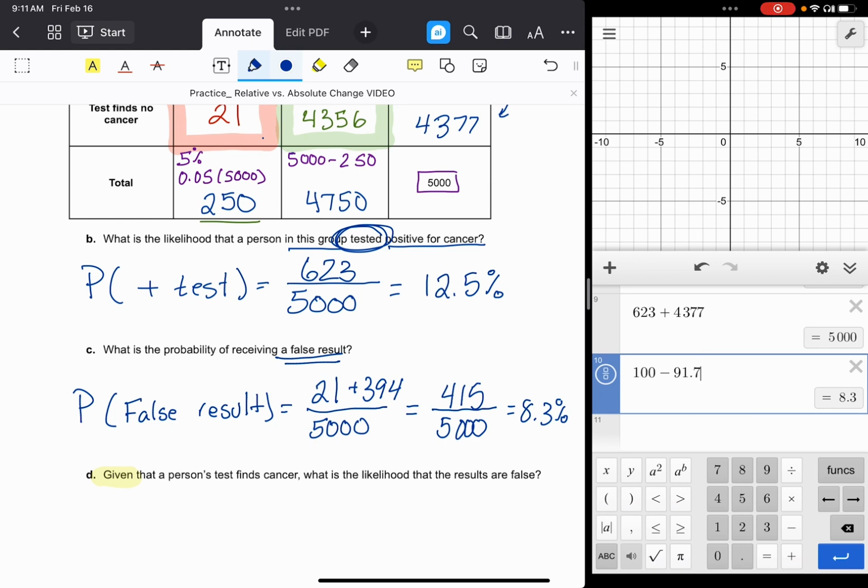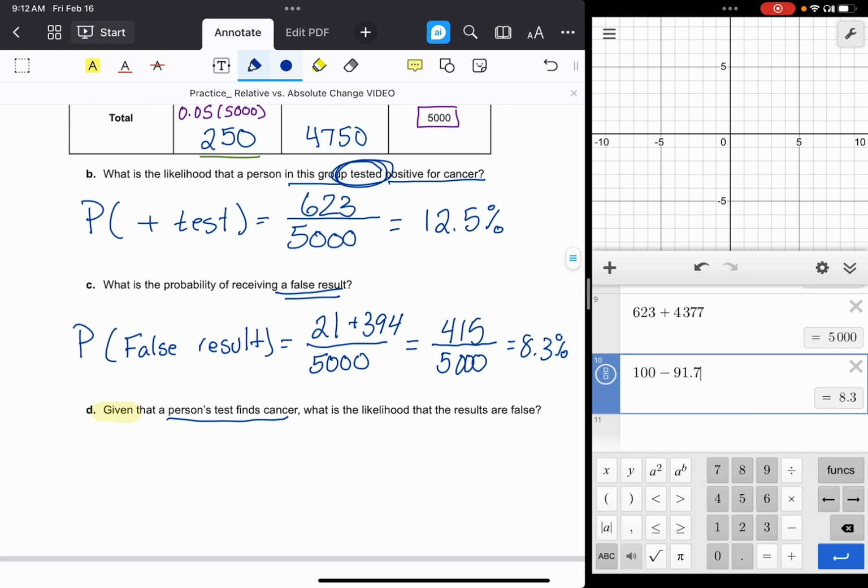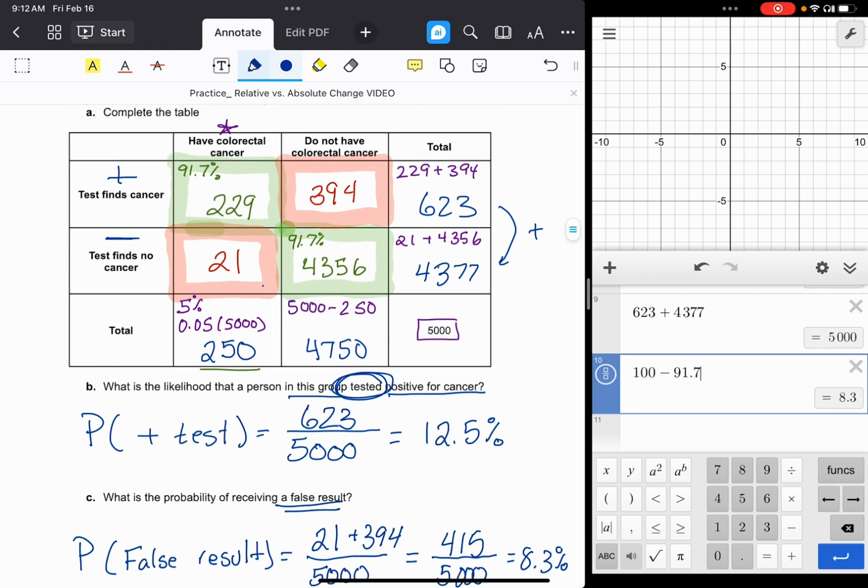we have a subgroup. So given that a person's test finds cancer, there is our subgroup. So our subgroup is that they have a positive test. What is the likelihood that the results are false? So when we have a subgroup, we're not looking at everyone in the whole entire table. We are only focused on people who have positive test results.